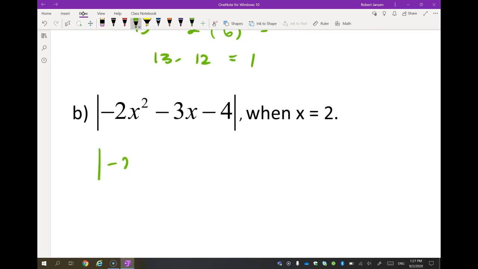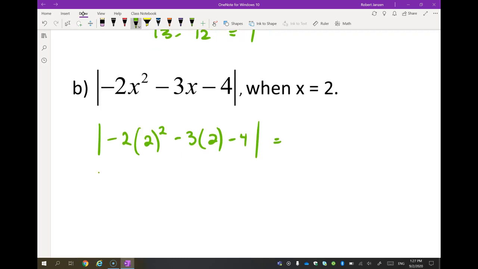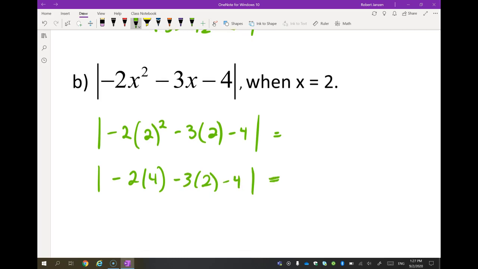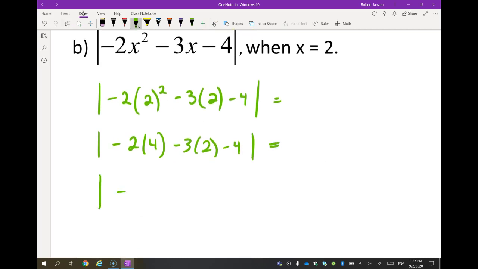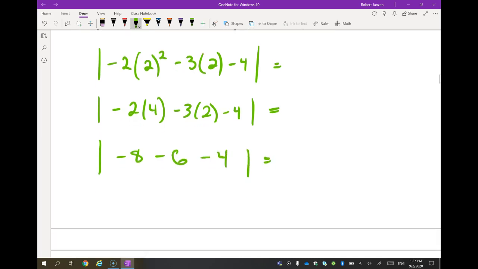All right, let's do this one. So we'll put a 2 where the x is. And then we'll use our order of operations. So this will be negative 2 times 4 minus 3 times 2 minus 4. And then again, multiplication comes next. And then you have the absolute value of negative 18, which is 18. Notice I don't get rid of the absolute value until I have nothing else to do.